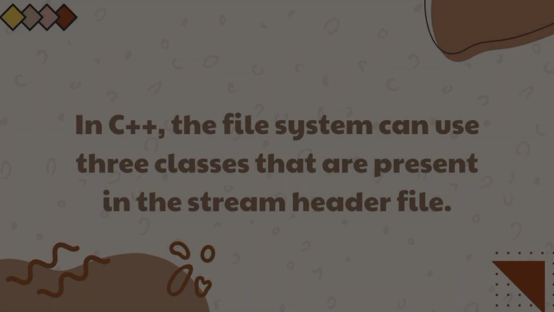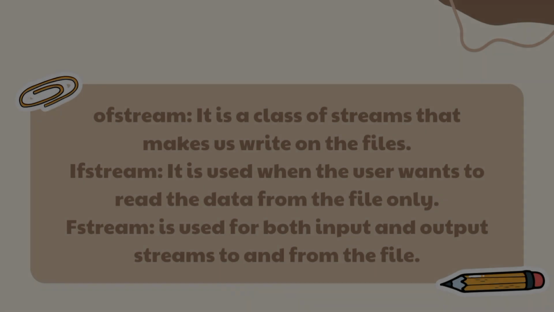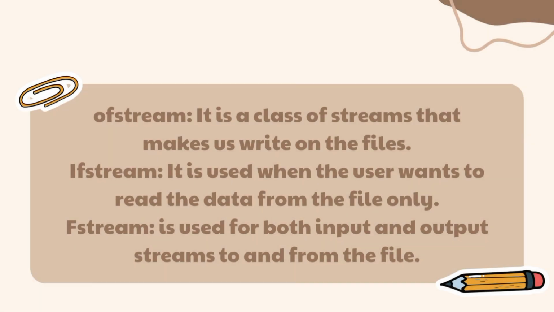Next, in C++, the file system can use three classes that are present in the fstream header. So these are ofstream, ifstream, and fstream. Ofstream is a class of stream that lets us write on files. Next, ifstream is used when the user wants to read data from the file only. And then fstream is used for both input and output stream to and from the file.